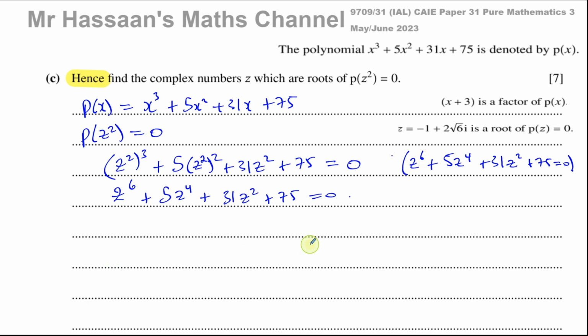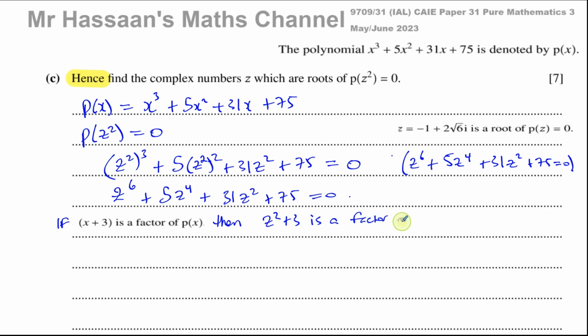Okay, and what we can do here is we know that x plus 3 is a factor of p(x). So I'm going to use this fact now. This is the hence part. So x plus 3 is a factor of p(x). Which means, if x plus 3 is a factor of p(x), then we can replace the x with z squared. We can say z squared plus 3 is a factor of p(z squared). So z squared plus 3 must be a factor of p(z squared).